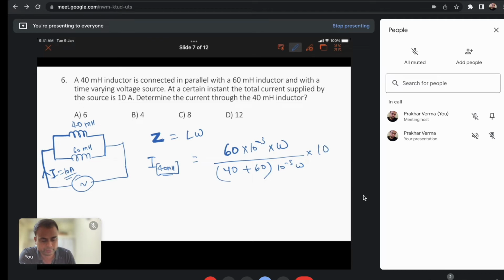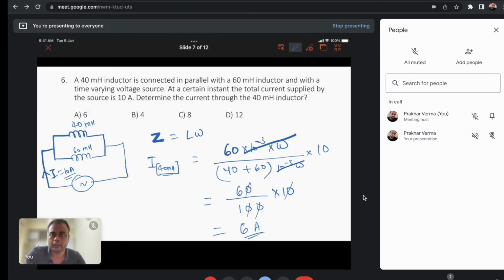I is given as 10. So this part and this part get cancelled out, so it becomes 100 into 60 into 10. Simplifying, this becomes 6 amperes. So 6 amperes of current should flow through the 40 millihenry inductor. So 6 amperes of current is flowing through the 40 millihenry branch, the inductor.